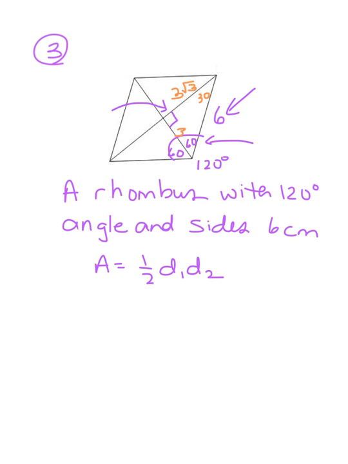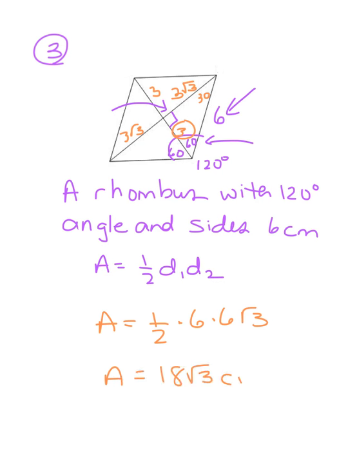So I actually have enough now. I can find out what my diagonals are. So if this piece is 3, I know this piece is 3. Again, because the diagonals bisect each other, because a rhombus is a parallelogram, and the diagonals of a parallelogram bisect each other. And so I also know that I have a 3√3 on this side. So I have all the information I need for the diagonals. So the area is equal to 1/2. One of my diagonals is 6, and the other one is 6√3, right? I add 3√3 plus 3√3, I get 6√3. So when I multiply those together, I have 18√3 centimeters squared.